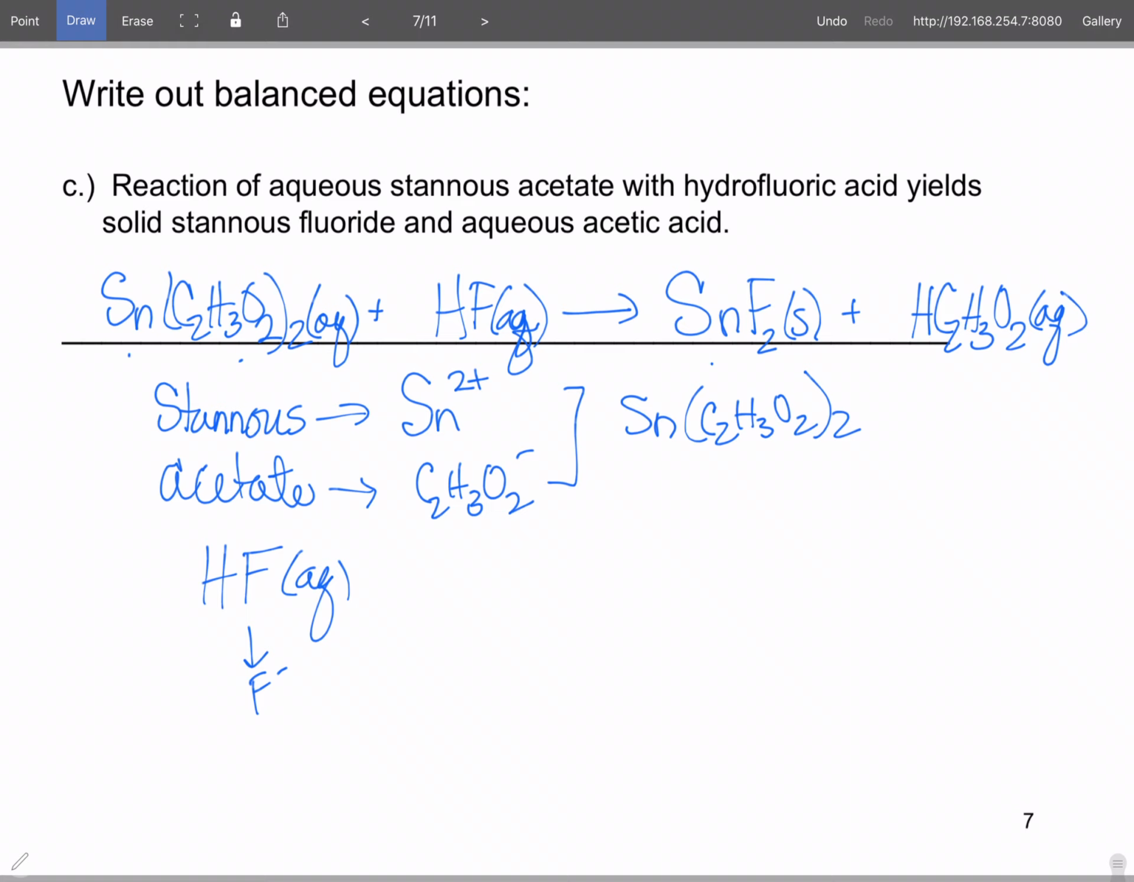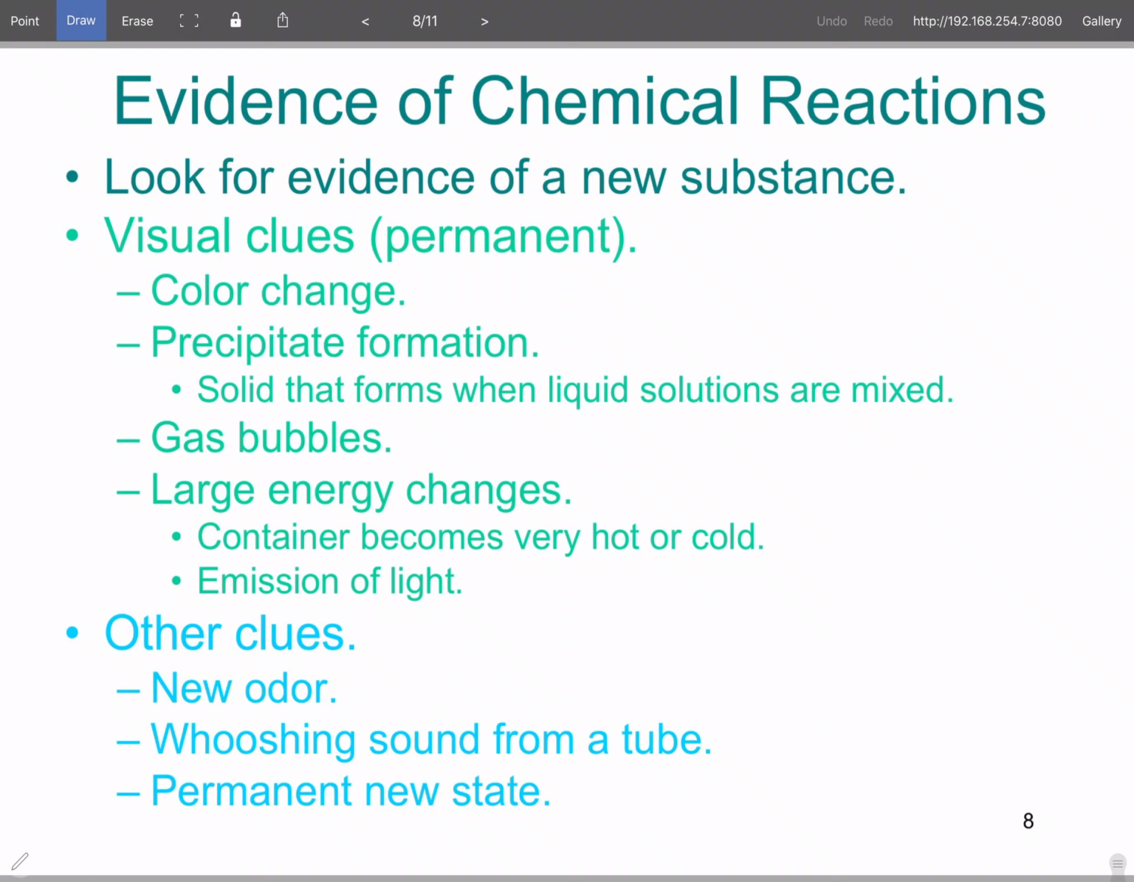Okay. Now that brings us to the evidence of a chemical reaction. If you're doing a lab, how do you tell whether you have a physical change or a chemical change? You usually look for the evidence of a new substance. A lot of them are visual clues, most of which are permanent. Color change, precipitate formation, and a precipitate, and we'll get to this in a lot more detail in chapter 4 as we work these, forms a solid. So a precipitate is abbreviated PPT.